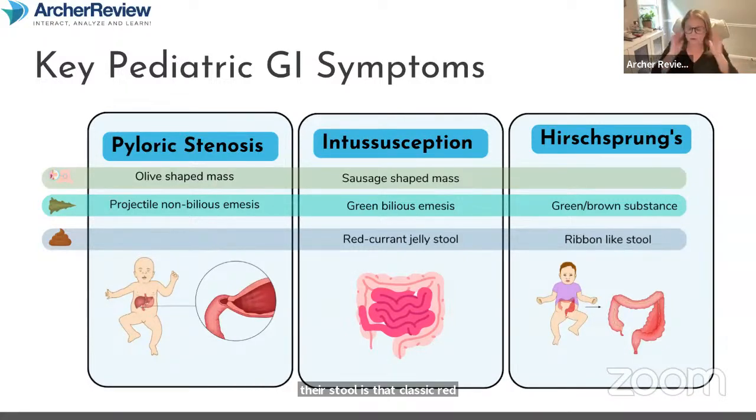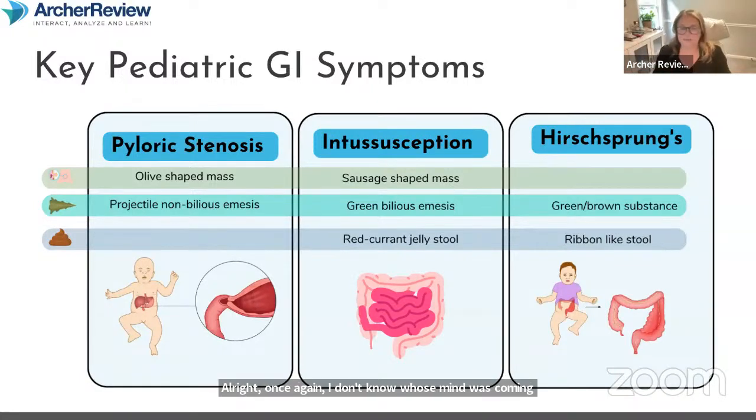All right, once again, I don't know whose mind was coming up with these symptoms. We've got olives, sausage, jelly, but those are your signs. Those are your signs and symptoms.